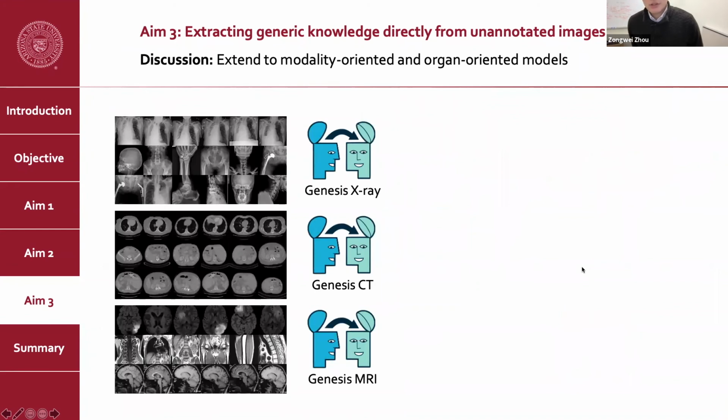Our Models Genesis shows generalizability within the same image modality. That means if the model is pre-trained on chest CT images, it is more beneficial on target tasks in the chest area and in the CT modality. Therefore, in the future, we intend to collect medical images from different modalities and pre-train modality-oriented generic models for improved performance in that specific modality.